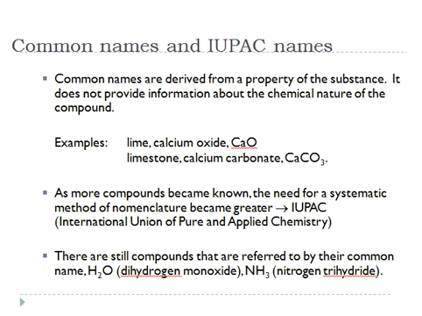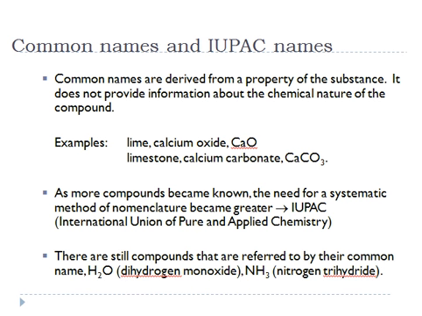So firstly, we have common names and what we call IUPAC names. Common names are derived from the property of the substance and basically differ from language to language. A couple of examples here are lime and limestone. Lime is actually calcium oxide, but if I didn't tell you that, you probably wouldn't know that. And limestone is calcium carbonate, CaCO3. And again, if I didn't tell you that, you wouldn't be able to figure that out just by the word limestone.